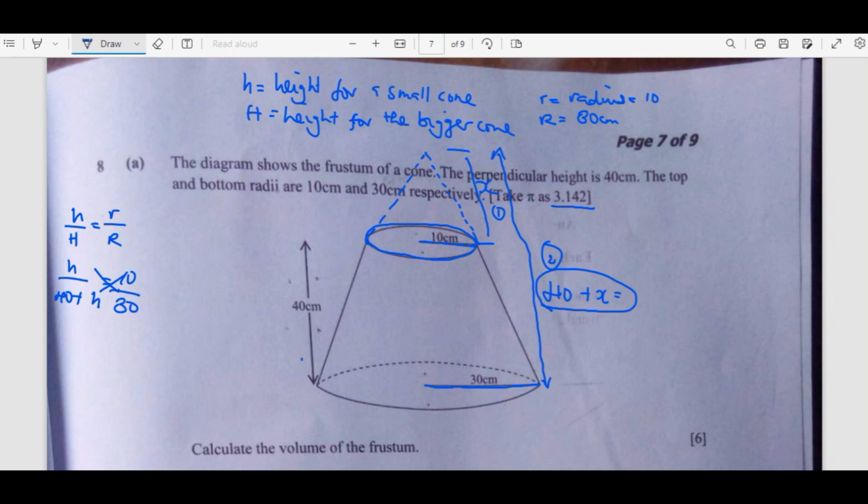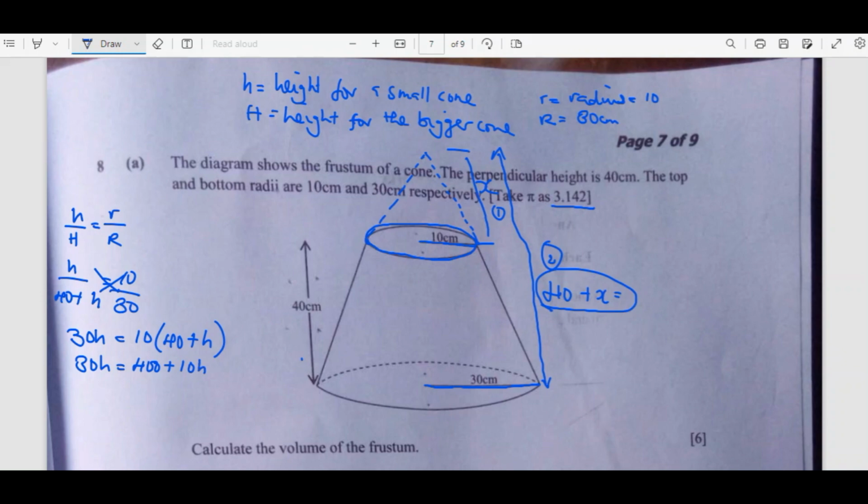So we'd find that 30h is equal to, and then we're going to write 10 open bracket, 40 plus h. When we work out, 30h is equal to 10 times 40, we're going to have 400 there, and then 10 times h, we're going to have 10h there.